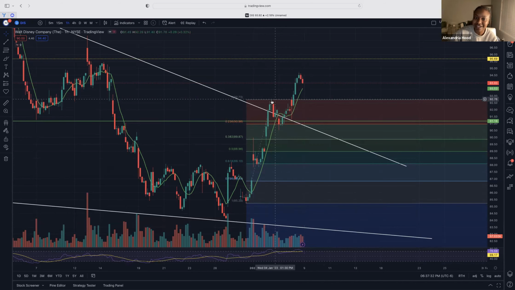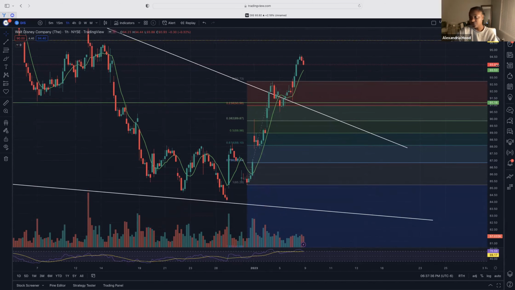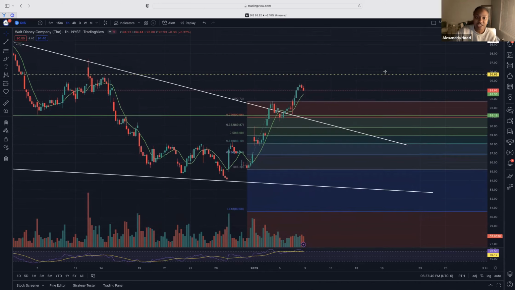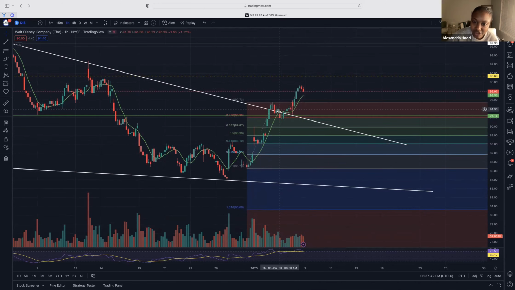So on this, and again, this is just too far above. Disney is just too far above. I don't think that we're going to get that push up to this 95.70. I don't see it happening, y'all.